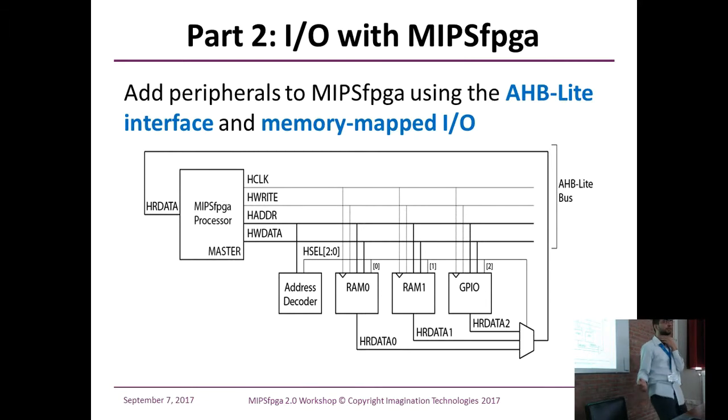The MIPS core interacts with peripherals using the AHB bus interface. Mentioned the clock, write signal, address, data bus, the read write. So this is the MIPS processor, and on this bus you have the address decoder, you have RAM, GPIO, extra peripherals. They are all connected to the bus line, and it depends on the write signal and the select lines as to which peripheral is getting the data. Okay, that's how it works.